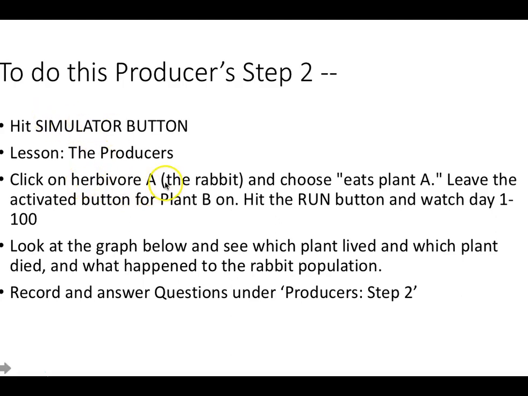to click on herbivore A, choose eat plant A, leave the activated button for plant B. Now, if plant B isn't lit up, just hit plant B and it will activate. Okay, so now we've got an herbivore. It's eating plant A, but not plant B. And then hit the run button and watch day 1 through 100.